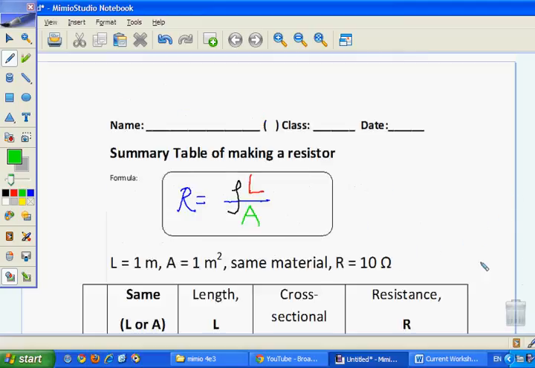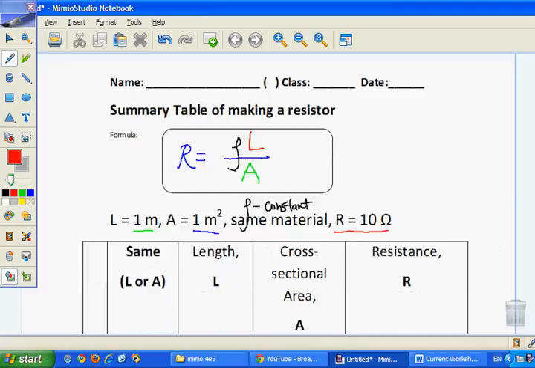So let us look at the information given. The L is given as 1 meter. Area is given as 1 meter squared, and using the same material means my rho will be the same. So you can see my rho is actually a constant, so it won't change. And my original resistance is actually only 10 ohm based on 1 meter squared and 1 meter. So let us now move on to look at the rest of the table.